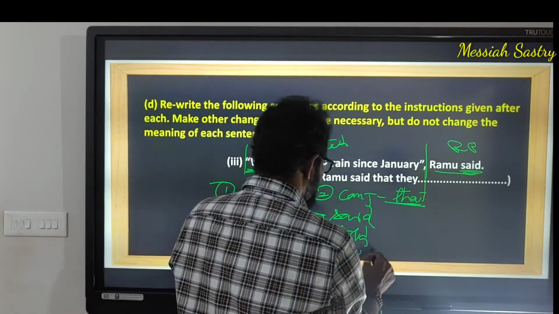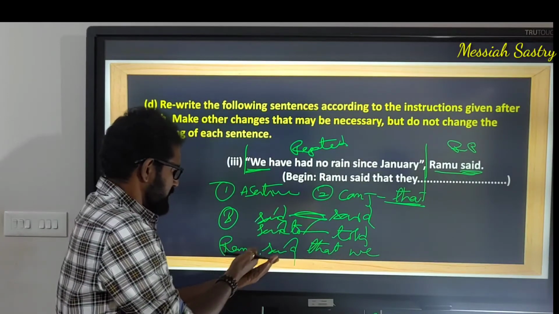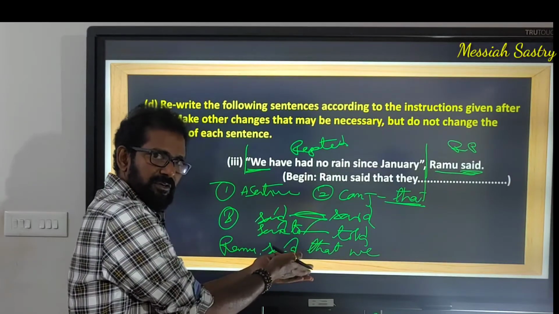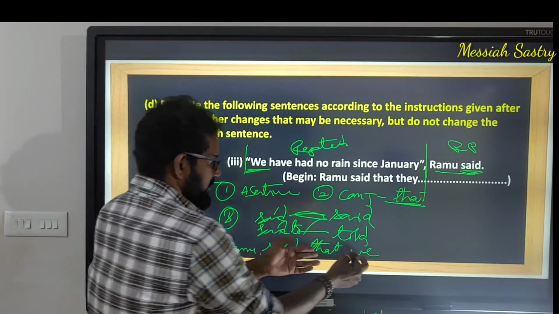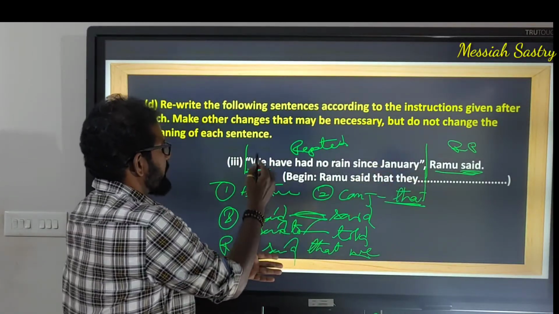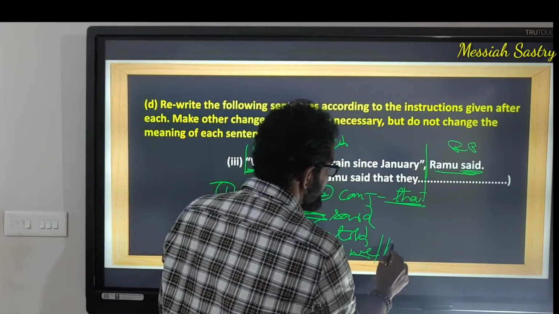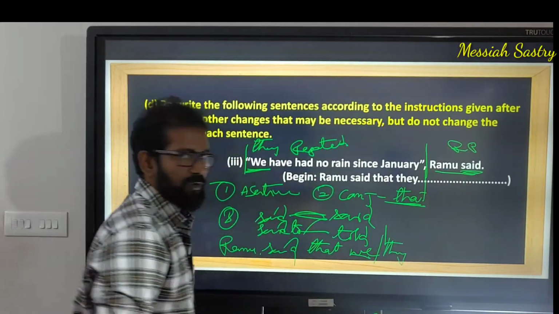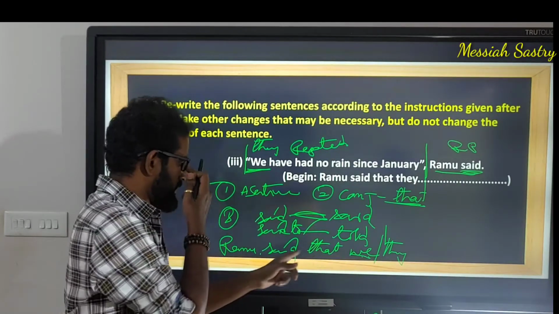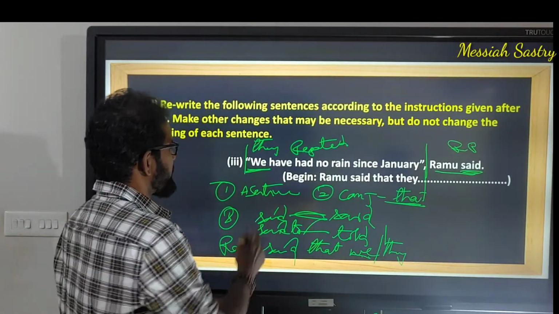We can use we or they. Suppose you think you are there, so Ramu said to you or Ramu told you. If you feel you are there, then we write we, which means you are the listener. Suppose you are not there, Ramu said to someone, then we go with they. If you are not the listener, we go with they.